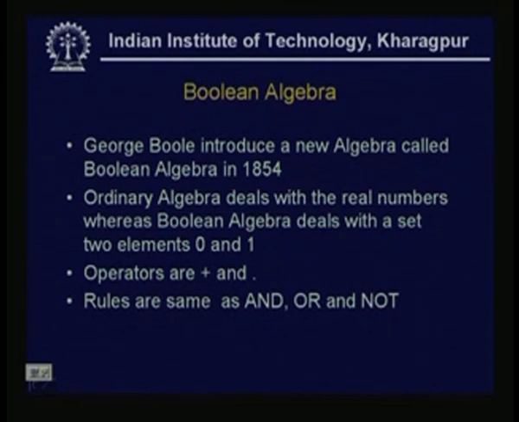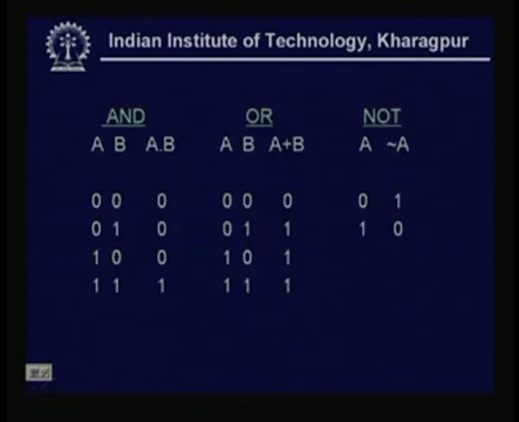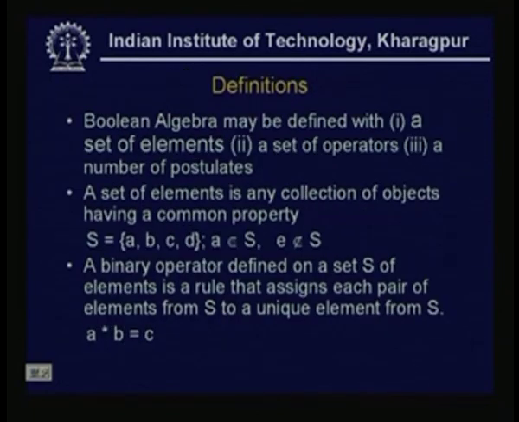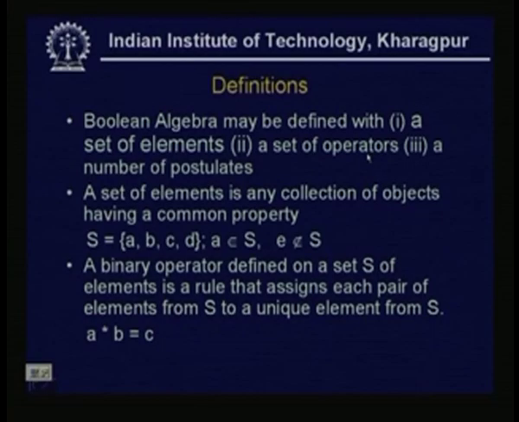So, how we have defined our initial algebra: it is a set of elements, a set of operators, and a number of postulates. Here, the set of elements is only a set of two, 0 and 1. For the set of operators, we are taking two operators, plus and dot, and a number of postulates, and these are the postulates we discussed, which are the same.